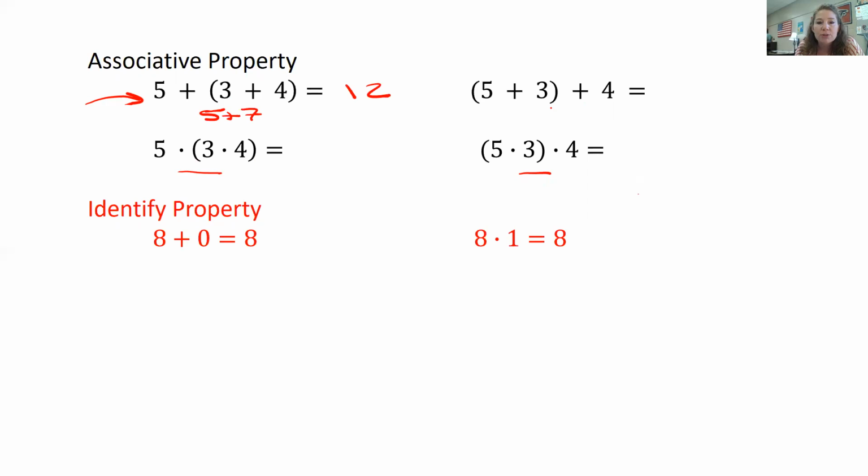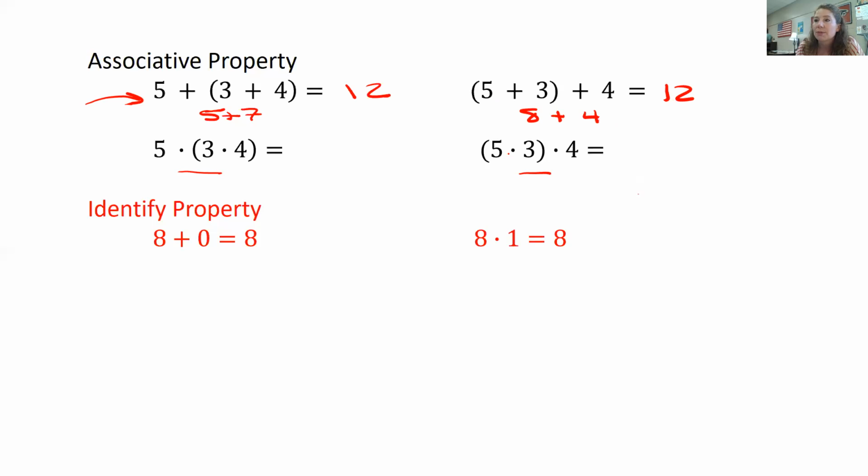All right, same numbers, same order, but now we changed our grouping. What are we going to do first now? We're going to add 5 and 3 and get 8, and 8 plus 4 is 12. So even though I changed the grouping, I got the same answer.